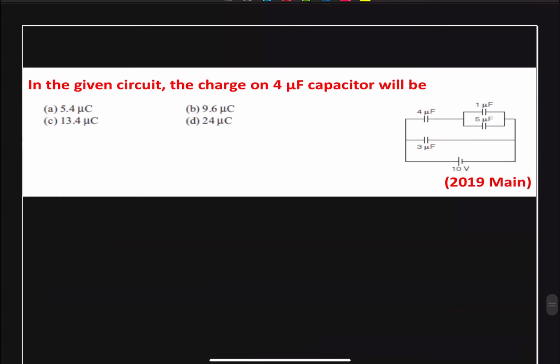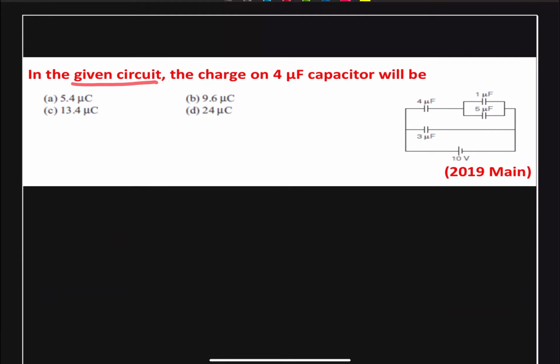Next question, and it states that in the given circuit the charge on 4 microfarad capacitor will be. We are given the circuit, it's quite a simple circuit. We have to find out the charge on this 4 microfarad, and we have a 10 volt source.